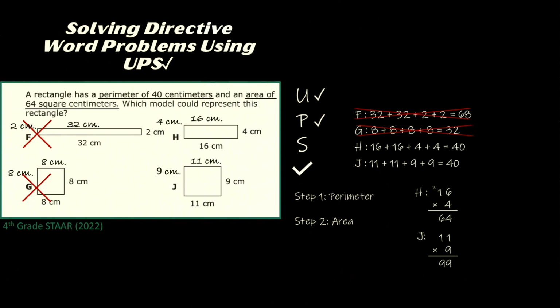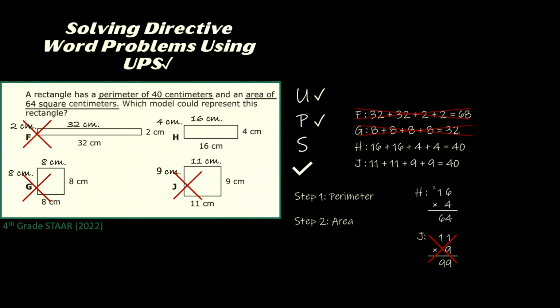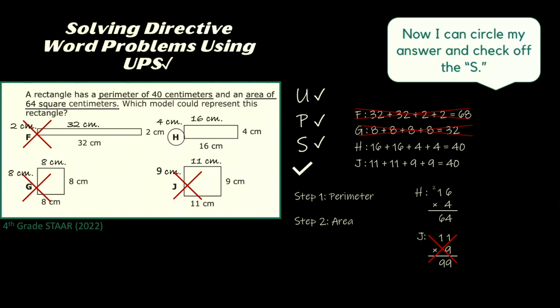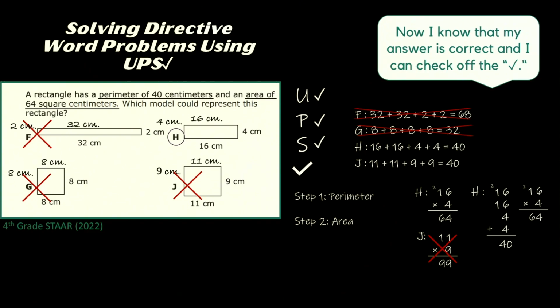11 times 9 equals 99. So rectangle J does not have an area of 64 square centimeters, so it is not the correct model. I'll go ahead and cross that one out. So now I can circle my answer and check off the S for solve, but I'm not quite done yet. I still need to check my work. So I will calculate the perimeter and area of rectangle H one more time. The perimeter is definitely 40 centimeters. The area is definitely 64 square centimeters. So now that my answer is correct for sure, I can check off the check mark.